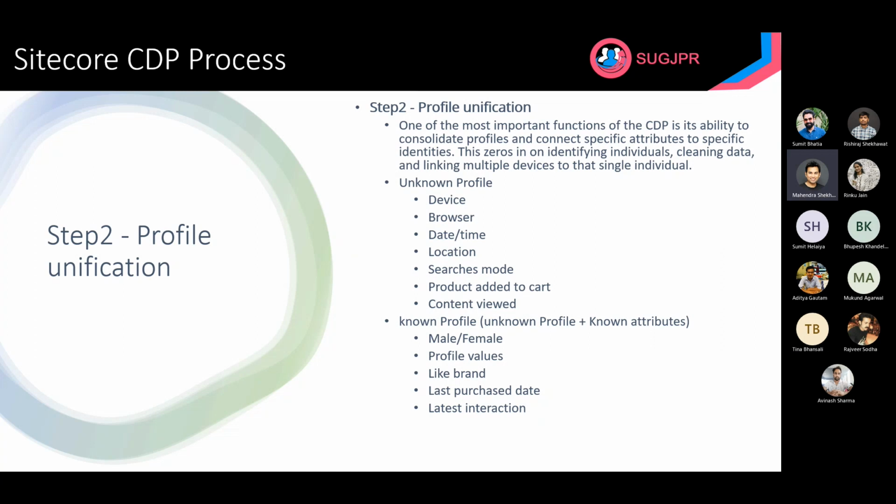All these kinds of information we can get for an unknown profile. Now, what is a known profile? A known profile is basically the unknown profile data plus the known attributes. So we already know we can collect device information, browser information, and browser history, such as the pages they browsed and what products they added to the cart, plus the known attributes. These could be name, email, whether the customer is male or female, their profile values, what links they like, and what brands they like. Those kinds of information we can get in a known profile.